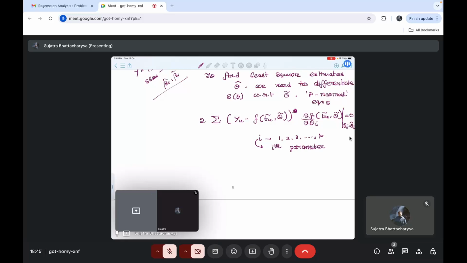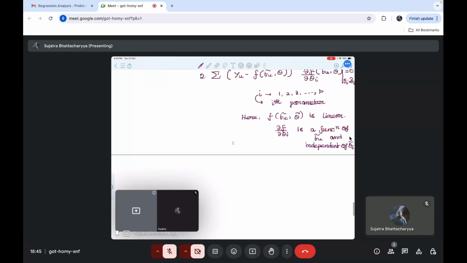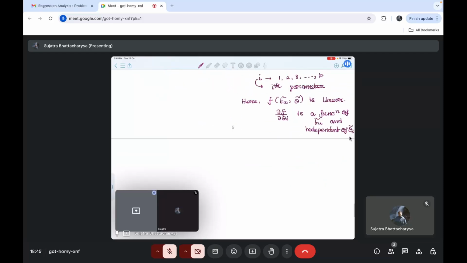Okay, so here there are some criteria. Here f(t_u, θ) is linear, and ∂f/∂θ_i is a function of t_u and independent of θ. You can write that. Okay, let's come to the next part.